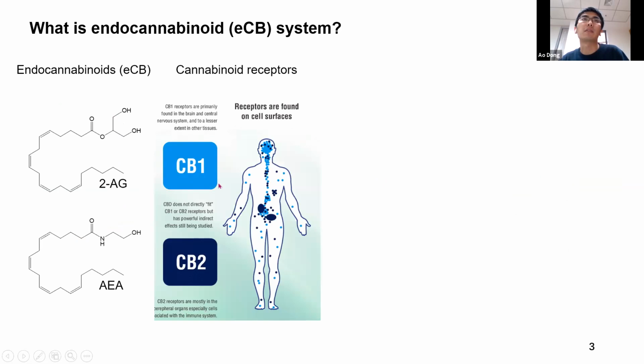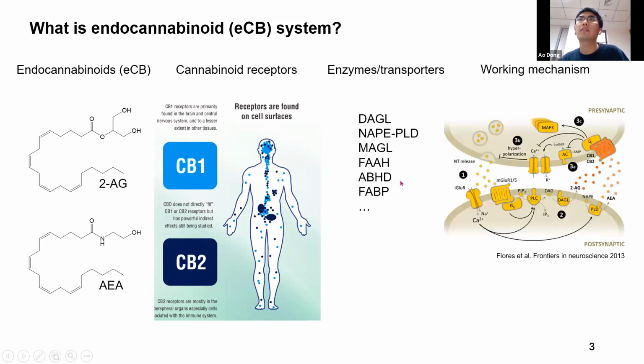CB1 is mainly expressed in the nervous system, while CB2 is mainly in the immune system. In addition to the ligands and the receptors, there are also many other proteins that regulate the production and degradation of the eCBs. And in the nervous system, people believe that they function as neuromodulators. Interestingly, distinct from other classic neurotransmitters that are released from presynaptic terminal, the endocannabinoids are actually produced from postsynaptic sites and retrogradely modulate the presynaptic transmitter release. So it's kind of a unique lipid modulator.